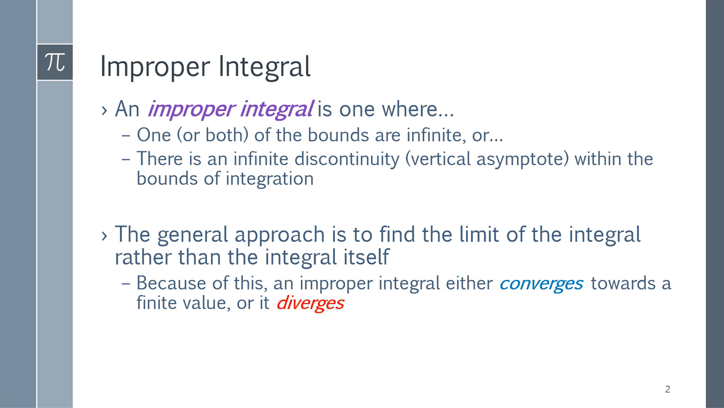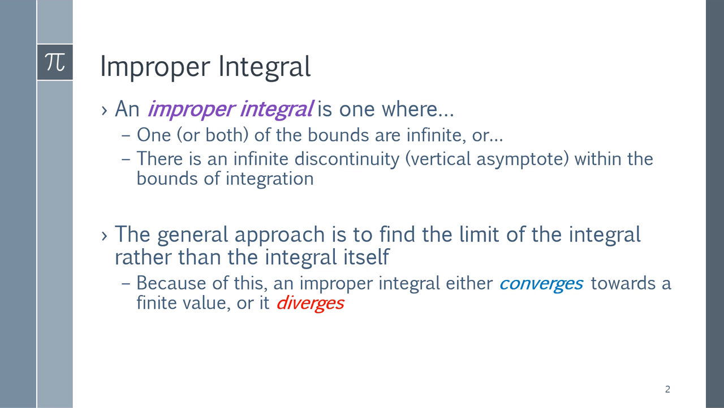Just starting with the definition. An improper integral is one where either one or both of the bounds are infinite, or there's an infinite discontinuity, a vertical asymptote, somewhere within the bounds of integration. If you remember when we were introduced to integrable functions, vertical asymptotes cause issues. Other discontinuities, no big deal at all. We can integrate right over every other discontinuity, but an infinite discontinuity is what we call an improper integral, and sometimes we can evaluate it and sometimes we can't.